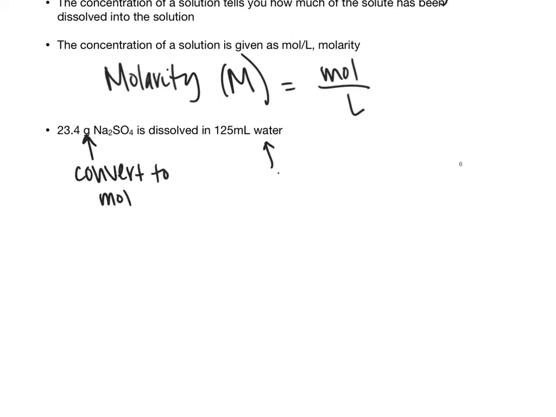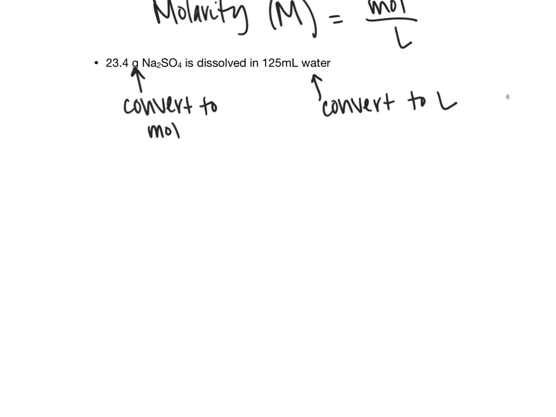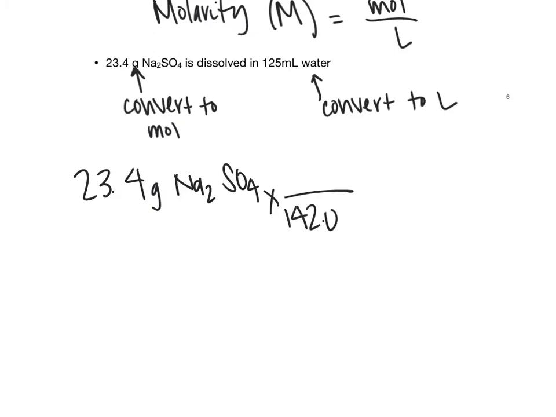And this we need to convert to liters. So we're going to start with the mass. We're going to take our 23.4 grams of sodium sulfate. We're going to use the molecular weight, which is 142.05 grams and 1 mole of sodium sulfate.